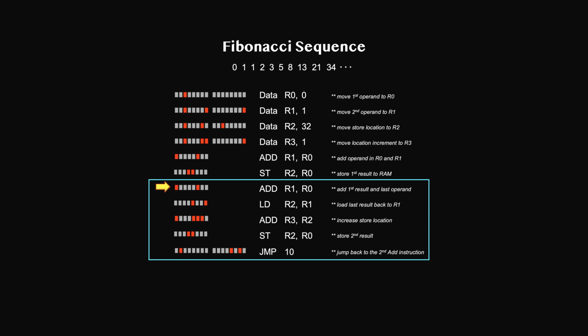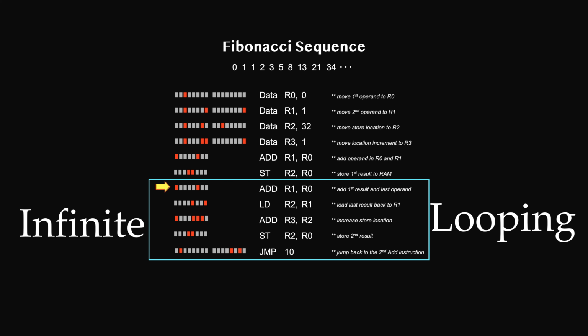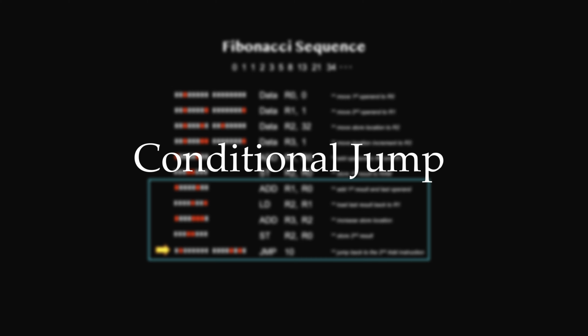This programming structure is called looping. But do you see a problem with this loop? It's an infinite loop. It won't stop, because every time reaching the end, it will go back. So in the next video, we will talk about how to get out of this loop using conditional jump instruction.